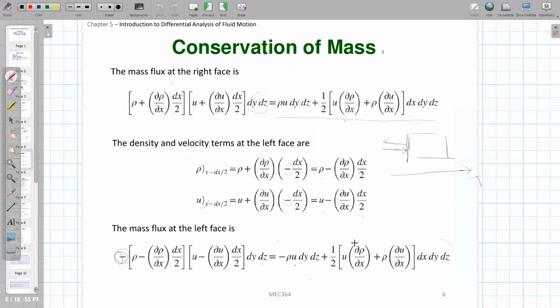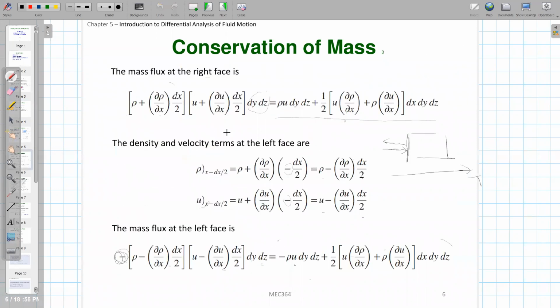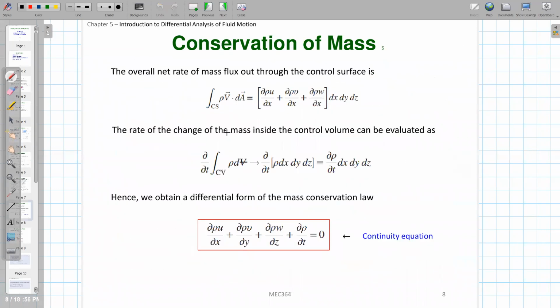Okay, so now let's go back to this equation. We're handling this one, and now if we know this one, we can get the equation. So the next question is how we find the change of the mass inside this control volume. That is much simpler.